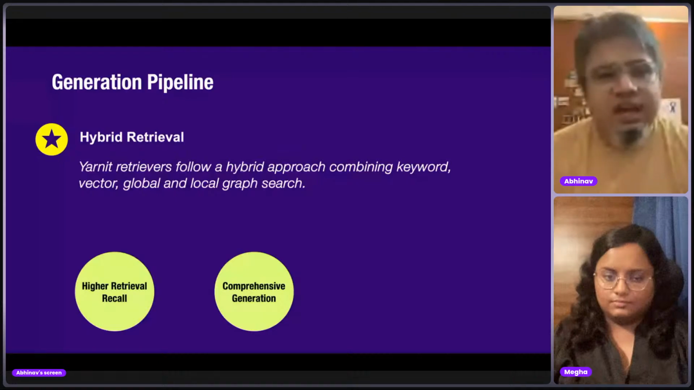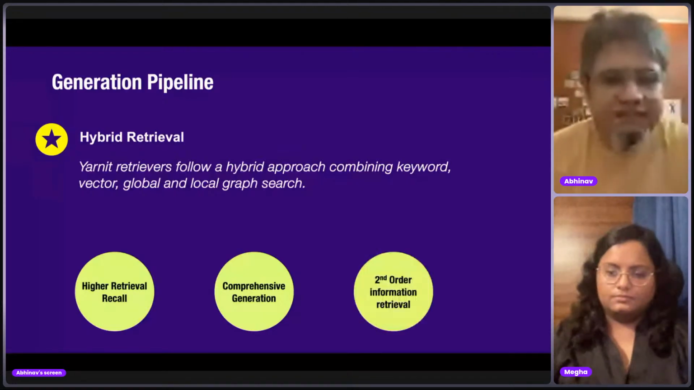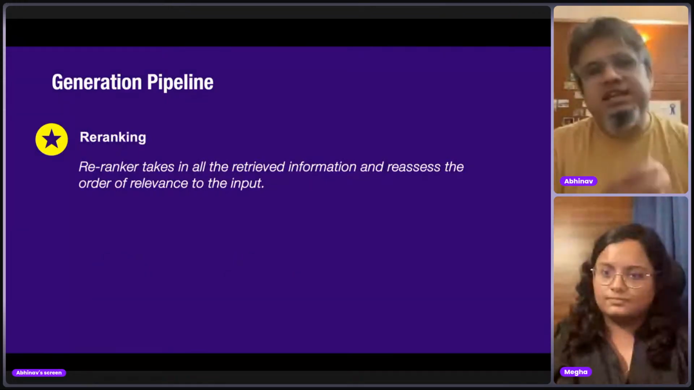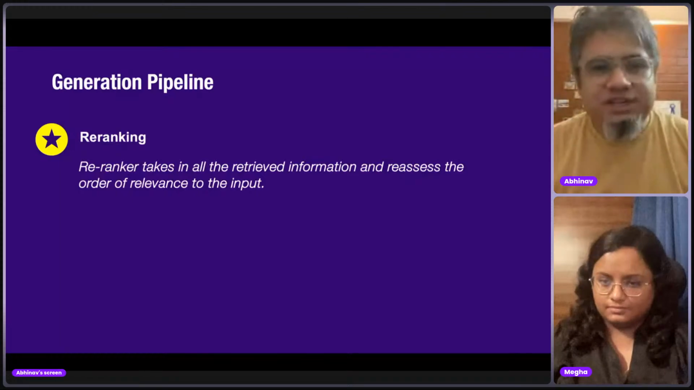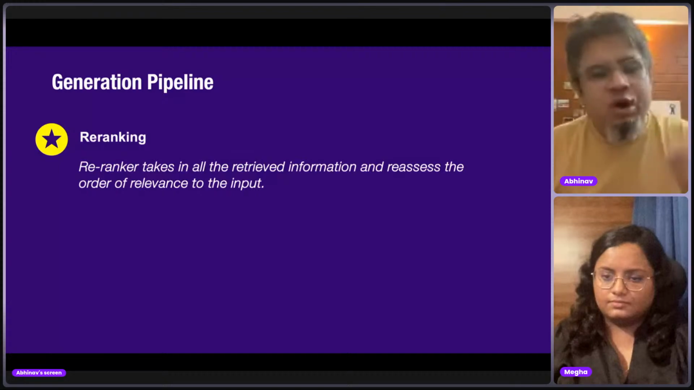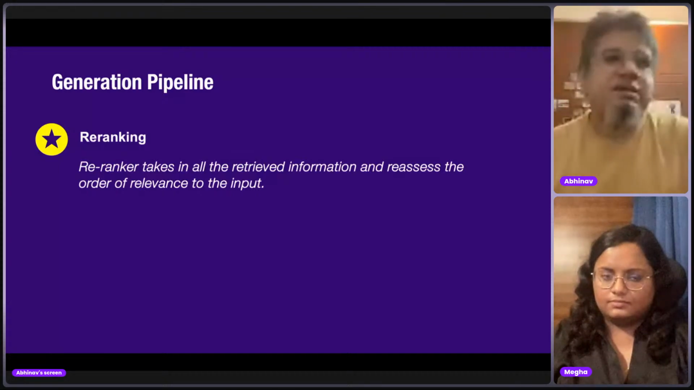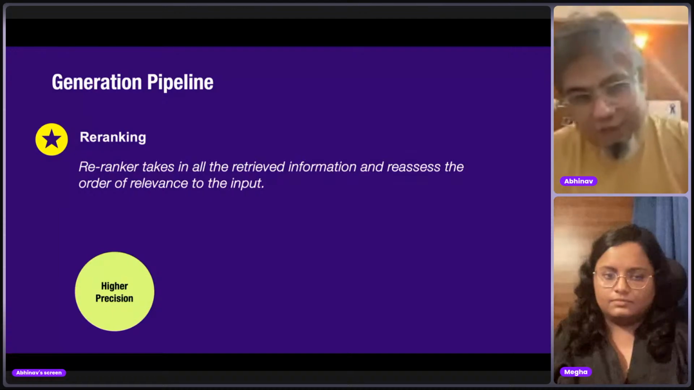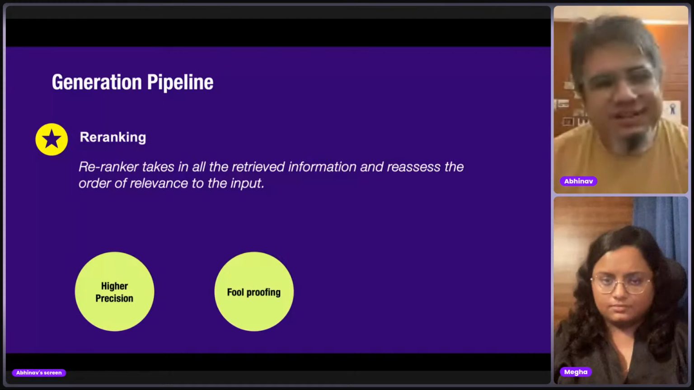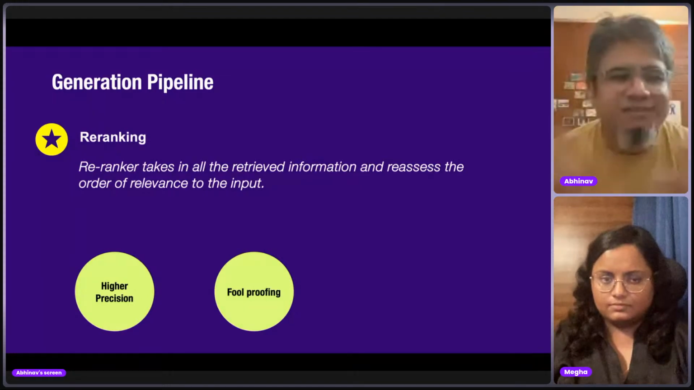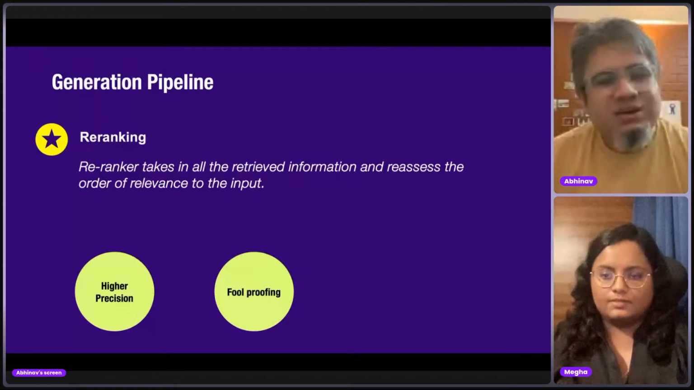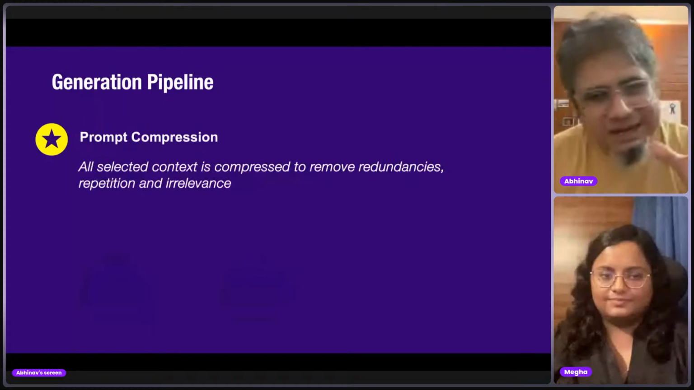And then once the information is retrieved, we re-rank this information, so that out of all the information that we have retrieved, the most important ones are the ones that rank on top, which leads to higher precision of retrieval. And this is also a foolproofing kind of a system. What if the retriever has retrieved something that is not really relevant? So you apply another layer to again cut out the fluff, so that your most important information remains.